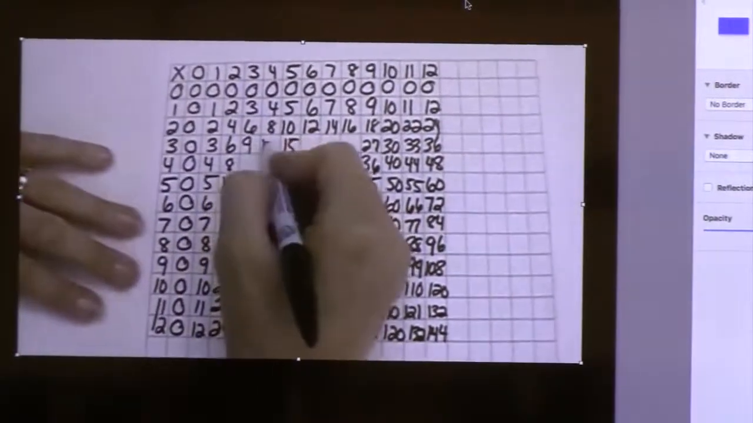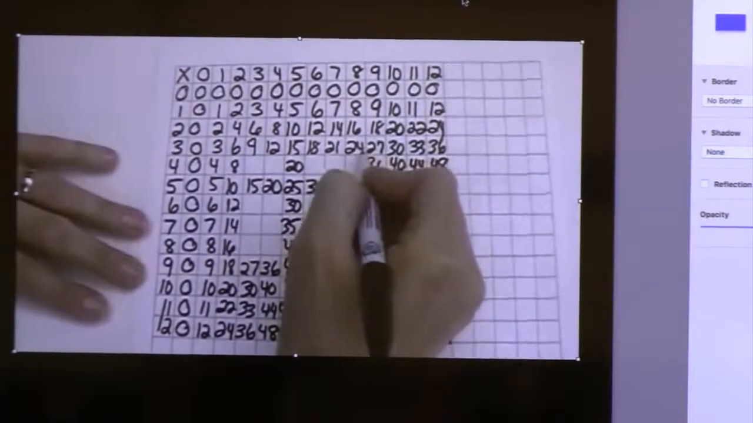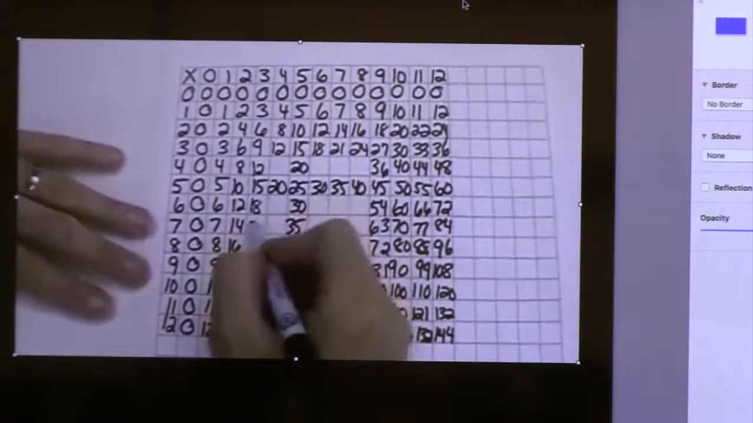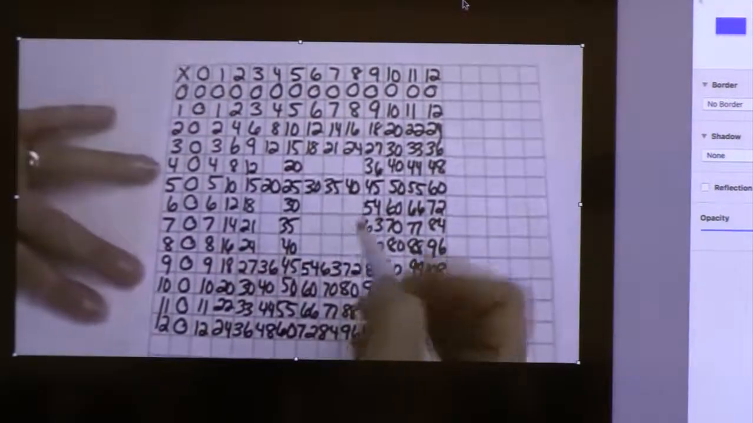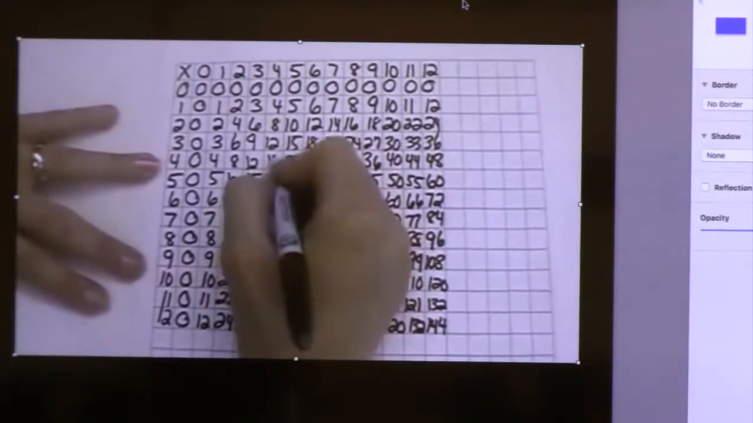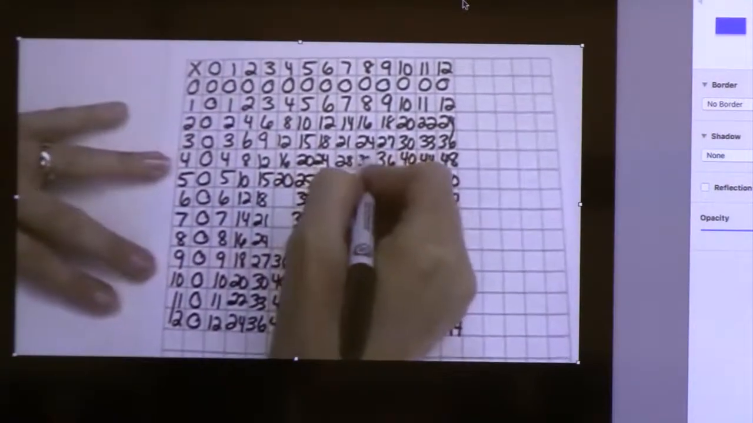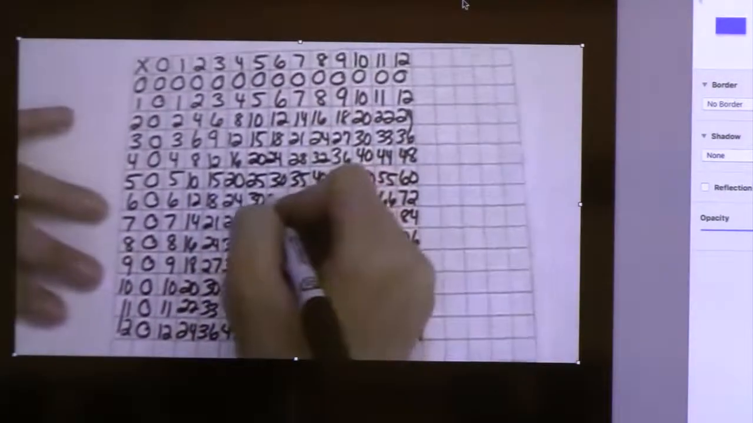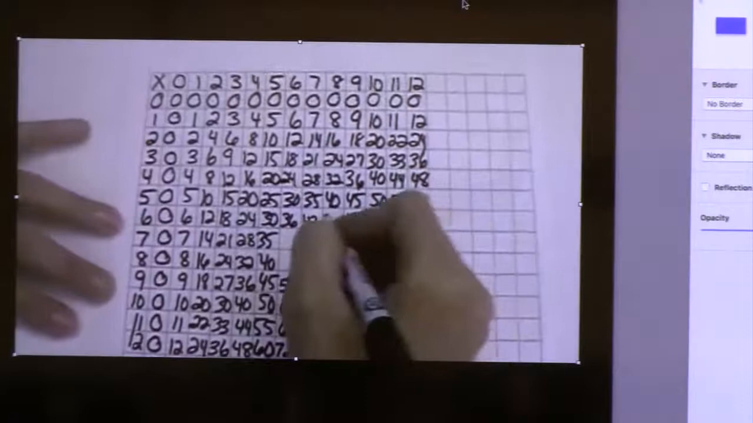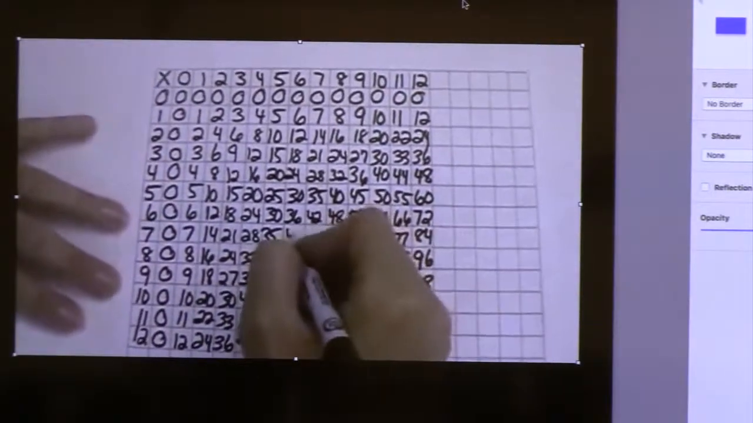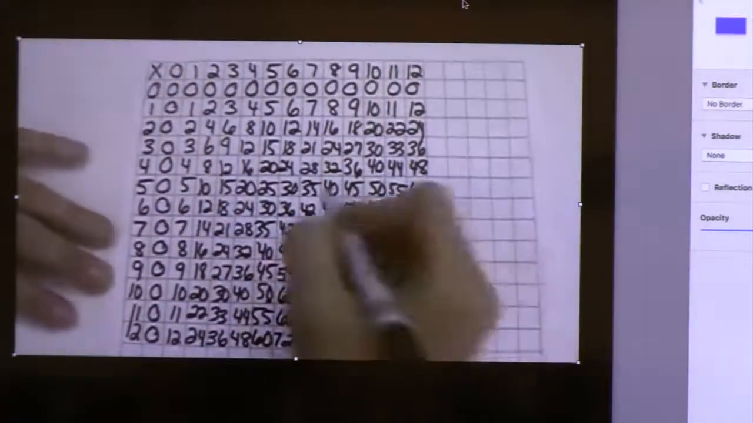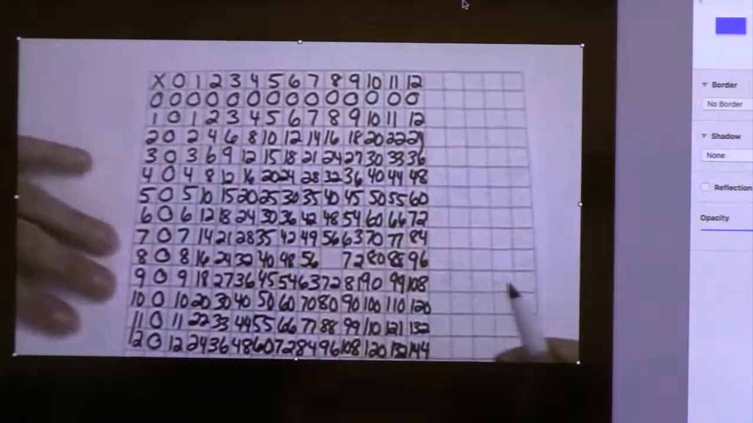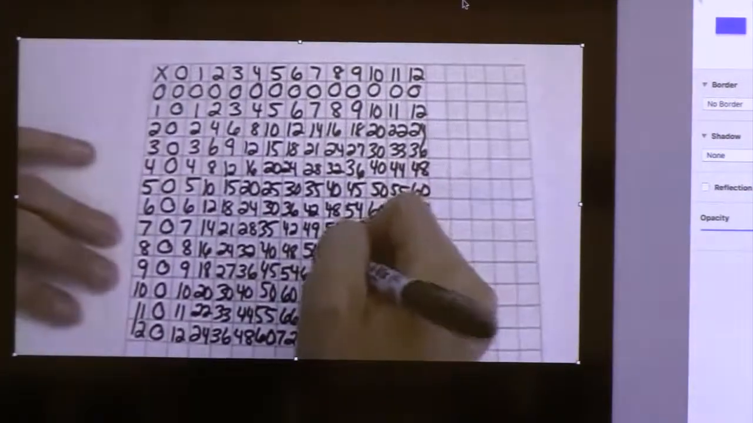0, 3, 6, 9, 12, 15, 18, 21, 24. Fill it in down, and we have 0, 3, 6, 9, 12, 15, 18, 21, 24. Filling in the factors of 4: 0, 4, 8, 12, 16, 20, 24, 28, 32. And now with 6: 36, 42, 48. Now we're going to fill it down, 42, 48. And with 7s, 49 and 56. And the last number on the grid is 8 times 8, which is 64.